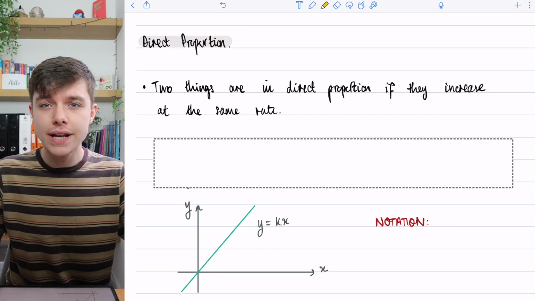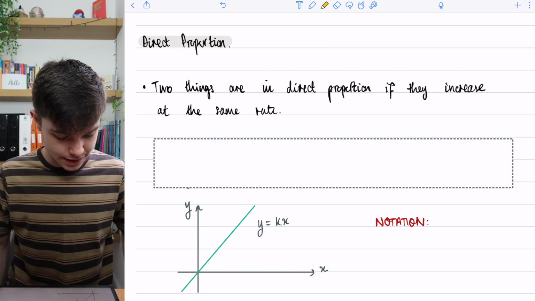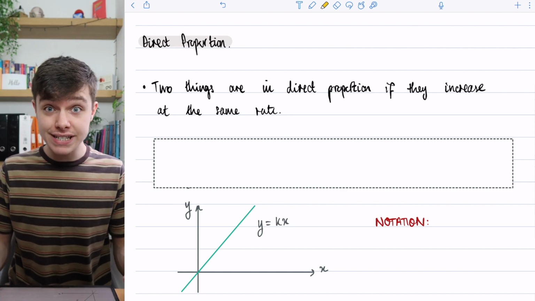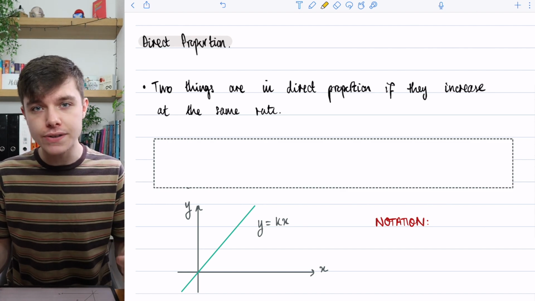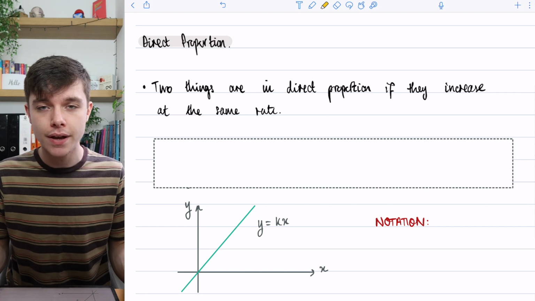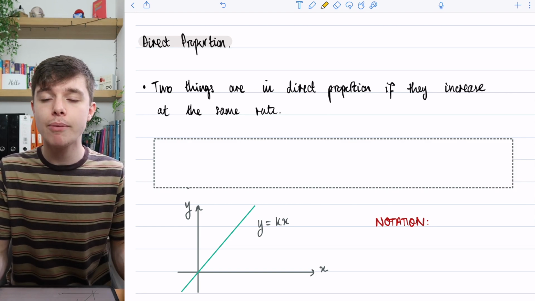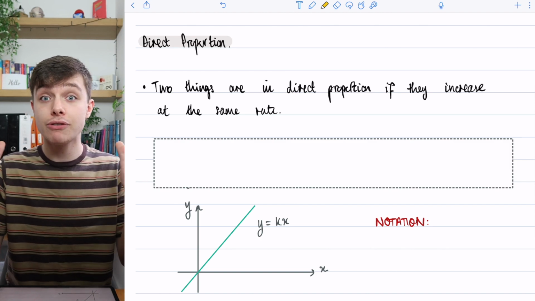So before we do anything, we need to know what direct proportion is. It says on screen here, two things are in direct proportion if they increase at the same rate. So, for example, you might have heard the example maybe at GCSE: direct proportion, two things increase at the same rate.